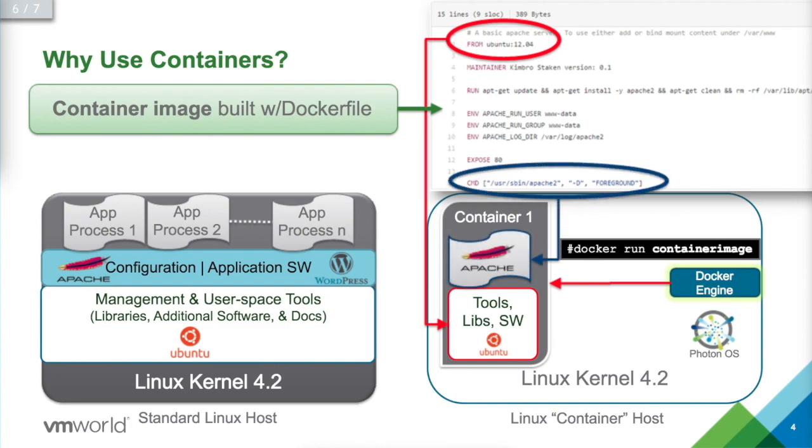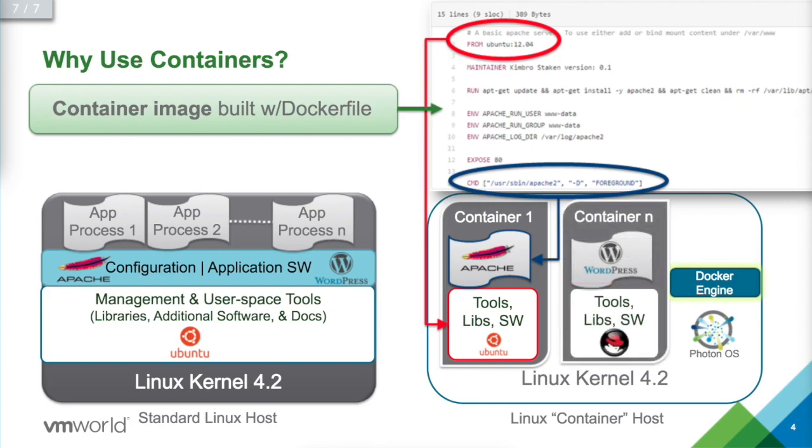The CMD instruction specifies Apache 2 as the main process for this container, and as such, when the container is started, you will see one process running in the container. Best practice with container technology is to run only one process per container. Our container is now fully self-sufficient. It has its own tools, libraries, and software. And it has its main process.